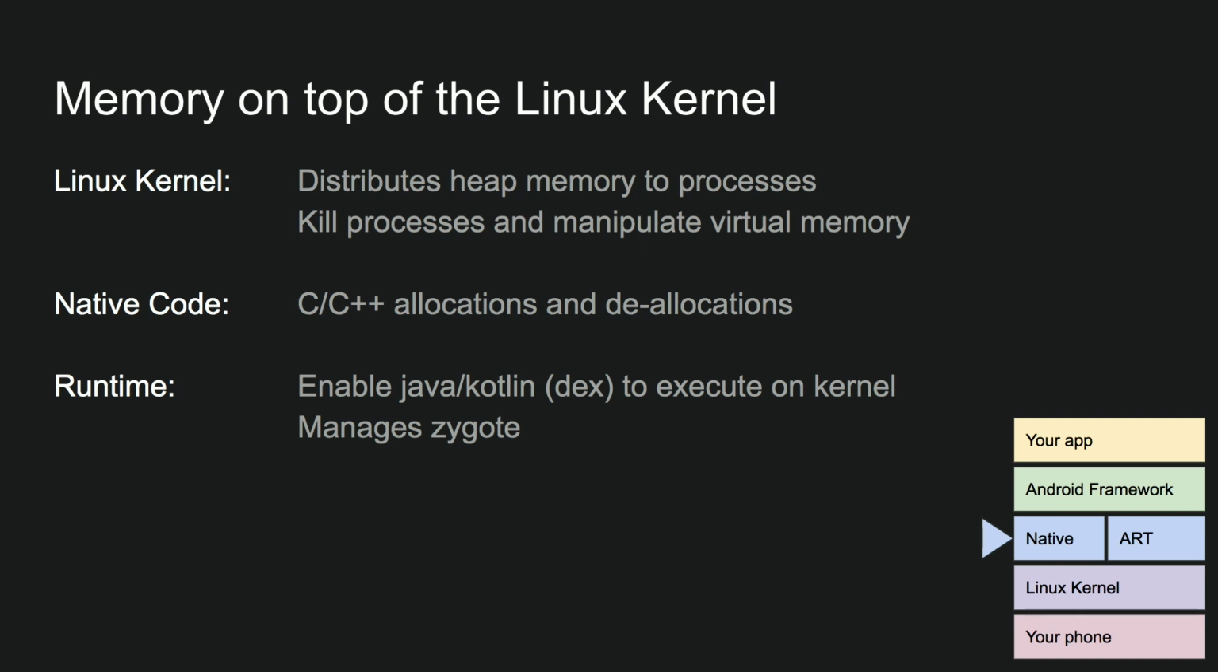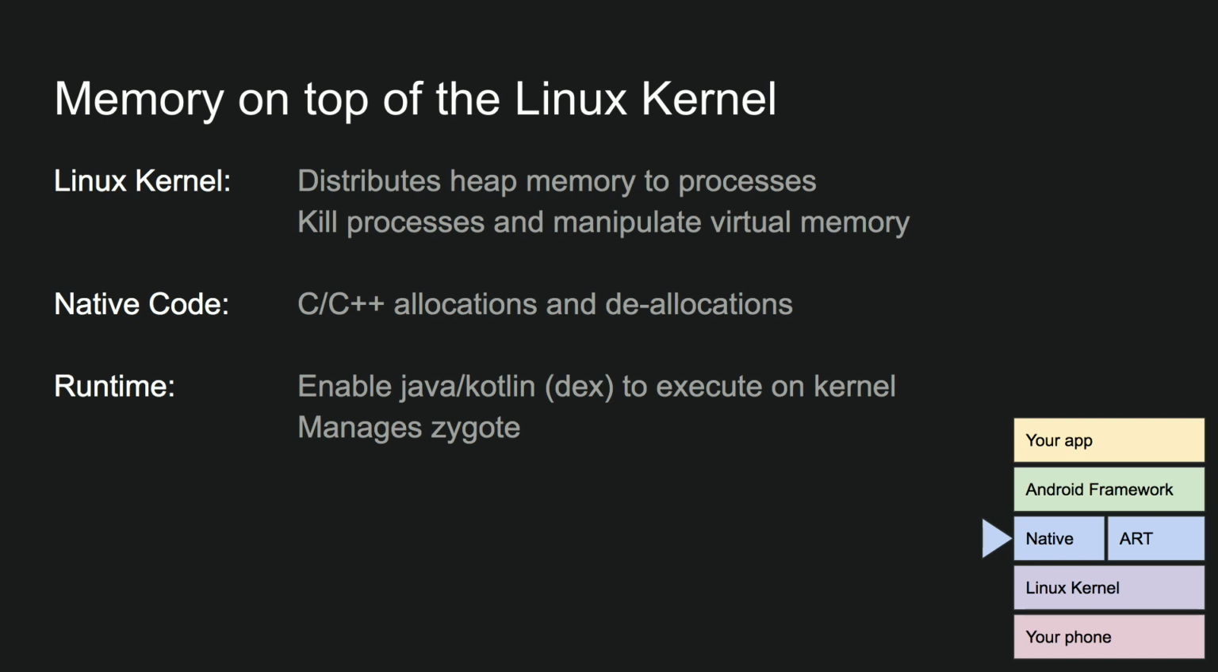For native code developers, this means that we're going to use C or C++ to manually declare those allocations and deallocations. But we're Android developers, and we really want to use Kotlin and Java. So the runtime is what enables us to actually run our Kotlin or Java on the kernel as a process. So the runtime process takes in a specific file format called dex, which is specifically a compiled version of Java code specific to Android.